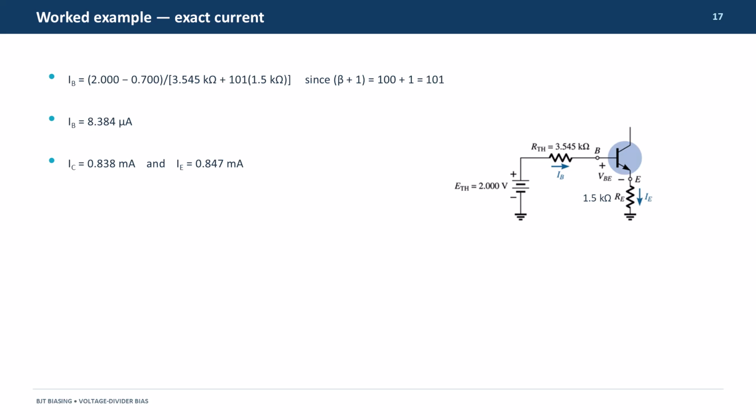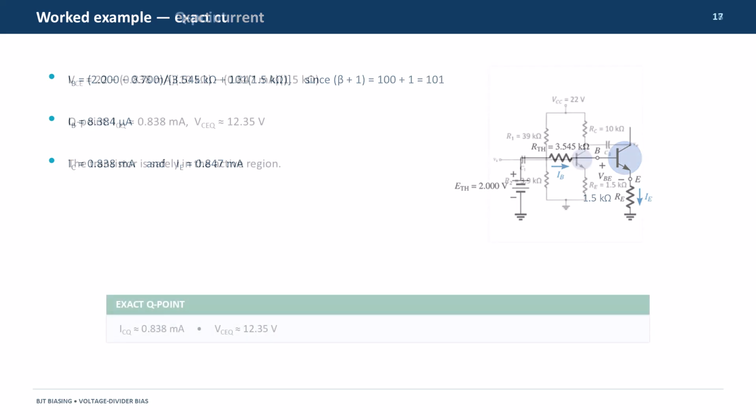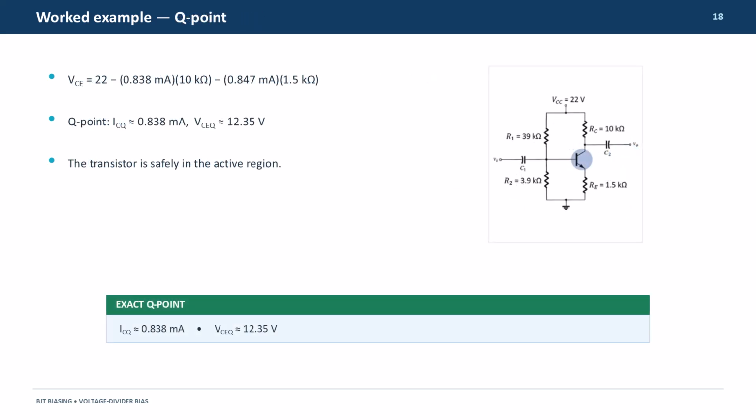Using beta plus 1 gives an emitter current of 0.847 milliamperes. Calculate collector-emitter voltage using the collector and emitter current drops separately. The result is about 12.35 volts. Therefore, the exact Q point is collector current 0.838 milliamperes and collector-emitter voltage 12.35 volts. The available voltage margin confirms forward active operation.